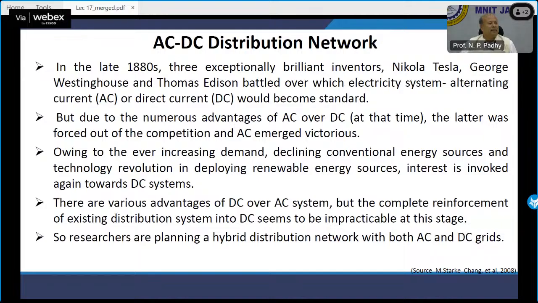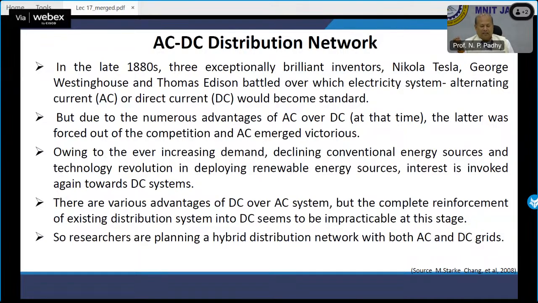In 2013, people again started thinking about DC as a sector. There are various advantages of DC over AC, but the complete reinforcement of the existing distribution system into a DC network is impractical and impossible. We have come so far ahead that it is difficult to go back now. It is something like snatching your mobile from you. It is next to impossible.